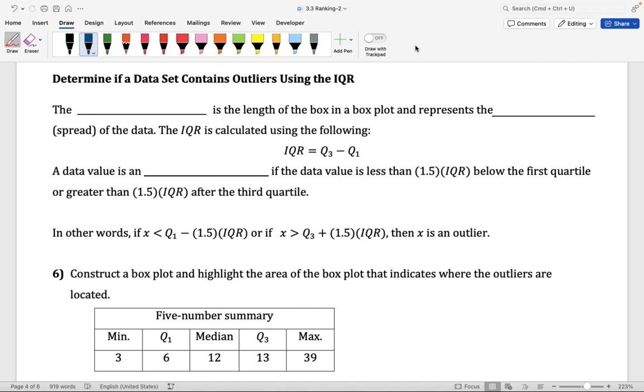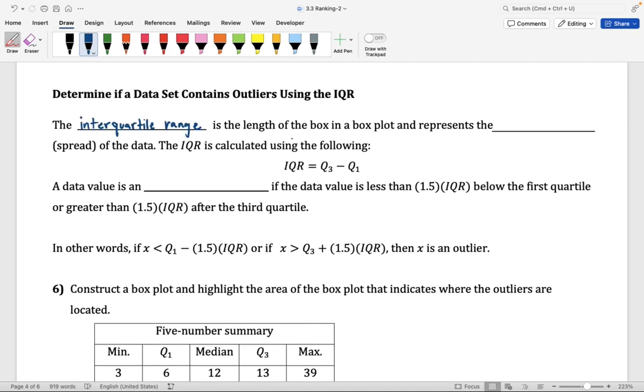Finally, we're going to focus on the last learning objective, which is to determine if a data set contains outliers using the IQR. The IQR is the interquartile range, which is the length of the box in the box plot, and it represents the variability, which is the spread of the data. You can visualize the IQR by drawing a box plot. The IQR is the length going from Q1 to Q3, which is the length of the box. If you want to calculate the IQR, you're going to take Q3 minus Q1. That is going to give you the length.